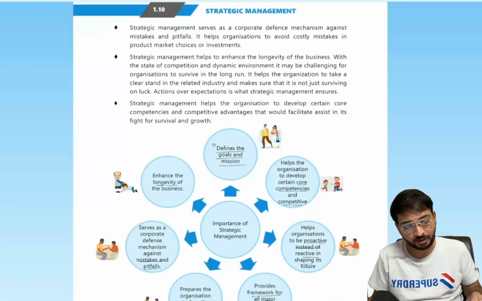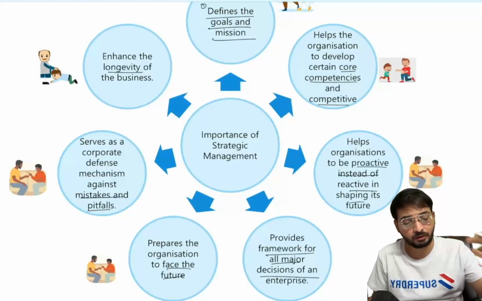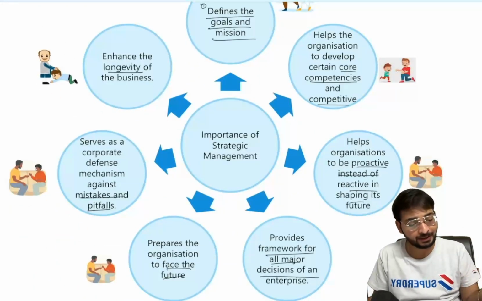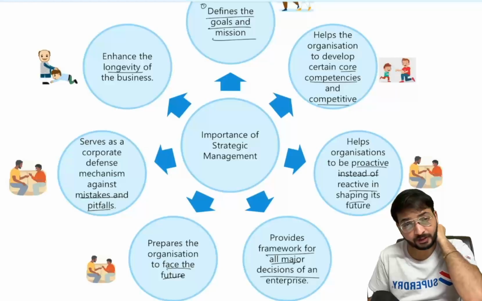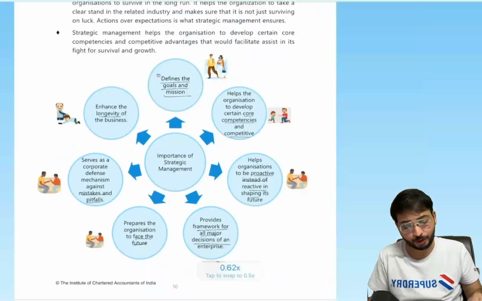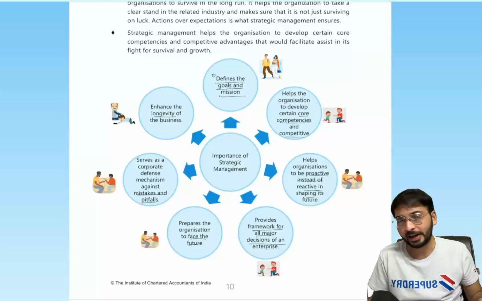So what are the advantages? Defines the goals and mission. Second, yes, the father is core competency, and next, major decisions. Three pieces of advice: be proactive instead of being reactive, how to face the future, and all the major decisions. And lastly, enhance the longevity of the business. I hope now you can remember the advantages.